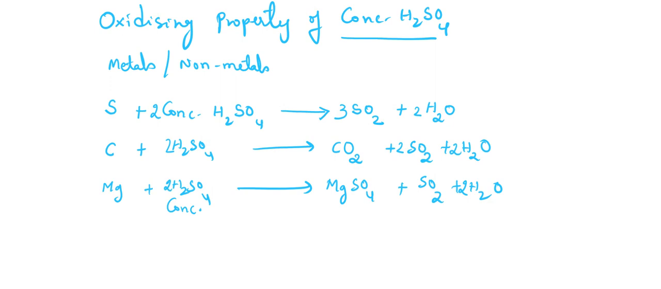Try with zinc. Zinc plus sulfuric acid gives zinc sulfate, sulfur dioxide plus water. 2 water, 2 sulfuric acid. So the sulfuric acid oxidizes metals and non-metals to form such products.